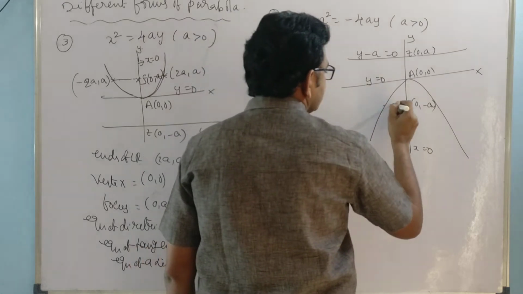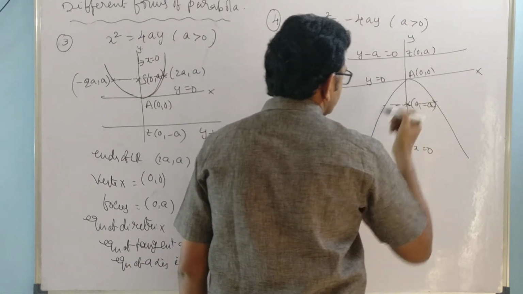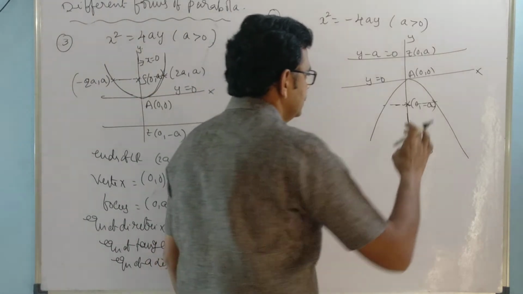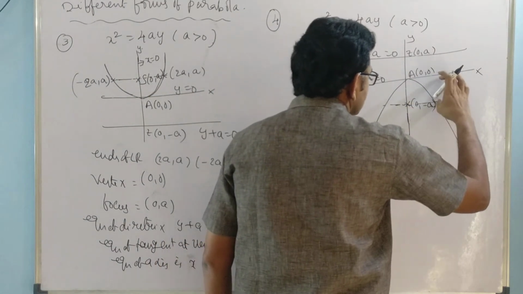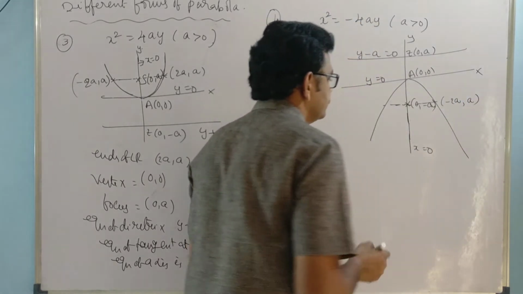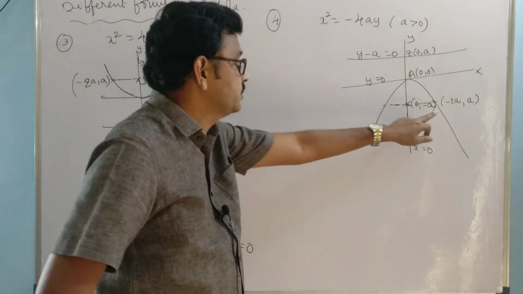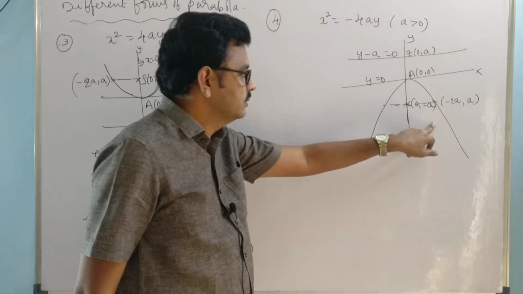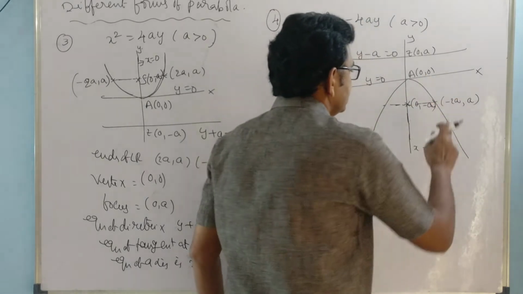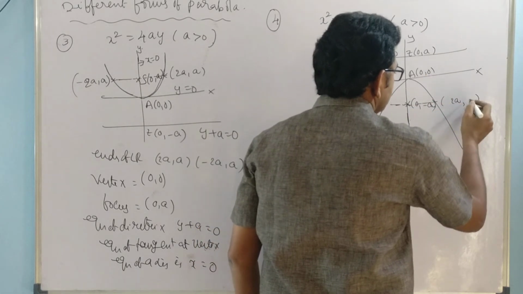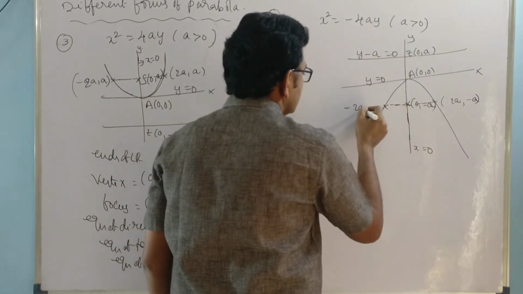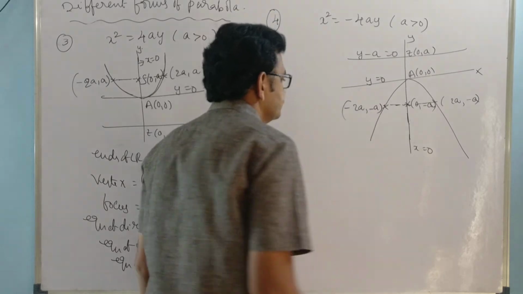And the endpoints of latus rectum. So this is a units. So these are the coordinates 2a, minus a, in the fourth quadrant. Here x is positive, y is negative. So 2a, minus a, and this is minus 2a, minus a, third quadrant.